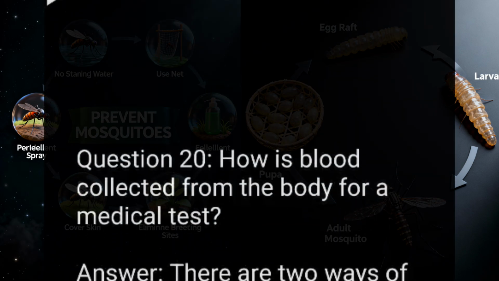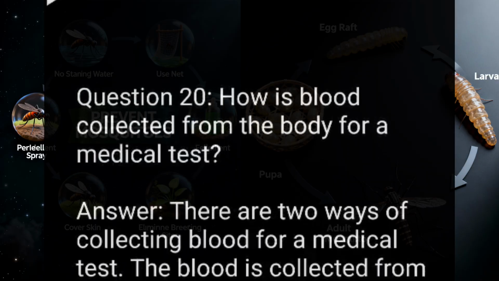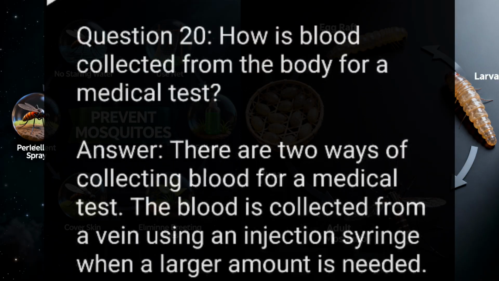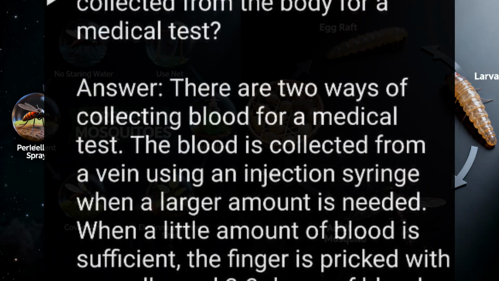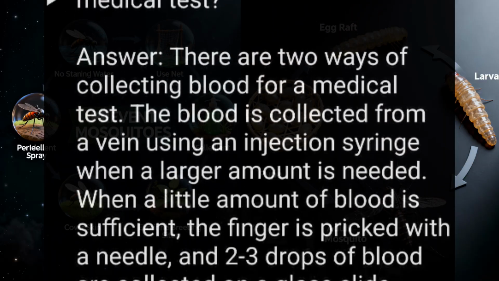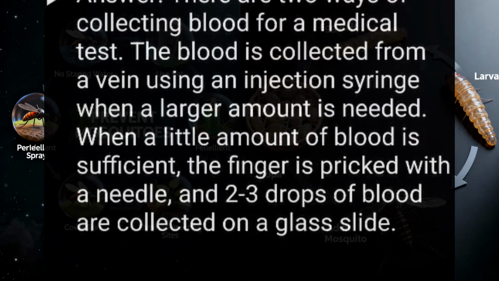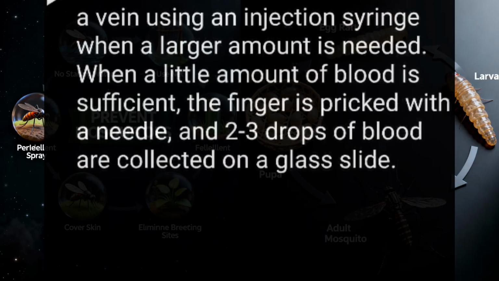Question 20. How is blood collected from the body for a medical test? Answer. There are two ways of collecting blood for a medical test. The blood is collected from a vein using an injection syringe when a larger amount is needed. When a little amount of blood is sufficient, the finger is pricked with a needle, and 2 to 3 drops of blood are collected on a glass slide.